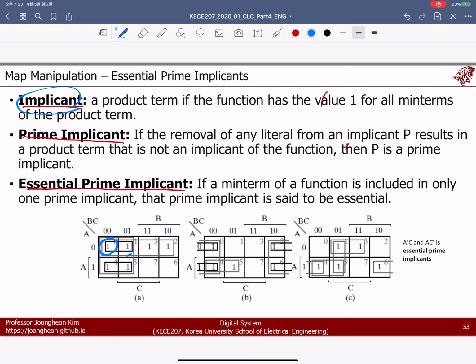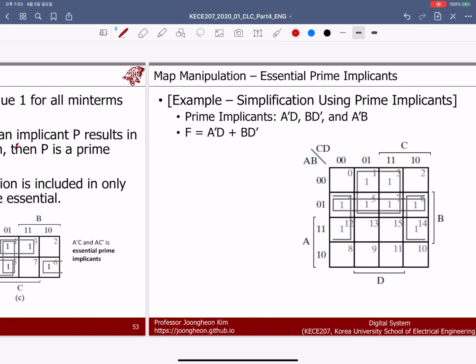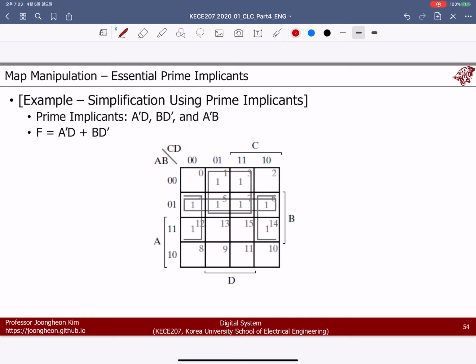Here, if we have some one mark in each space, then we are saying that these are all implicants. This is an implicant, this is also an implicant, and so forth. Now we're gonna see what is the prime implicant. Prime implicant means that among the implicants, this is the biggest one. So here, this is a prime implicant. We cannot draw bigger than this one. That's why this is the prime implicant.